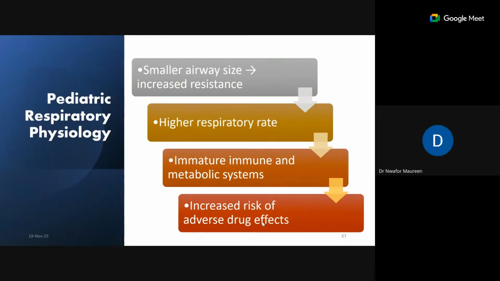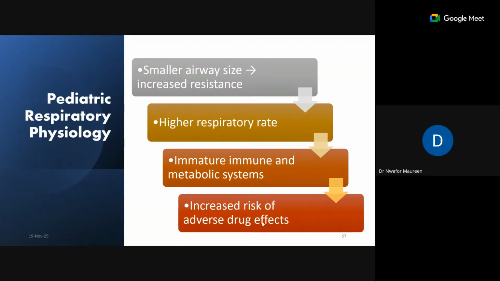Then for their physiological considerations, they have small size, which causes increased resistance, a higher respiratory rate, and immature immune and metabolic systems. They have increased risk of adverse drug effects.